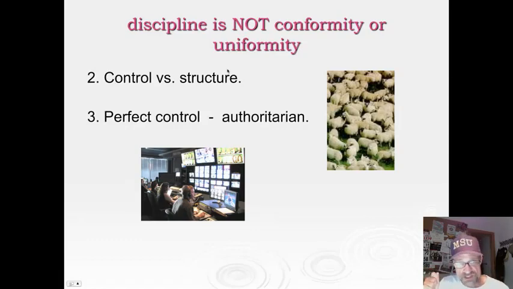Discipline is not conformity or uniformity. We don't want sheep. We don't want trained mice or rats. We want human beings who are learning. We don't want education that is something done to students. We want learning to be something that students do. Perfect control usually means authoritarian. If there's perfect control, that means external control. Students sit quietly. They are kept busy. They are passive and compliant. And that's not a good learning environment. That's not a good society either.